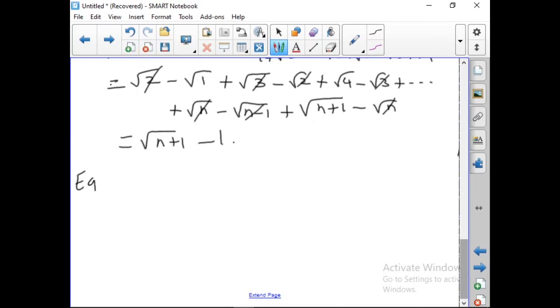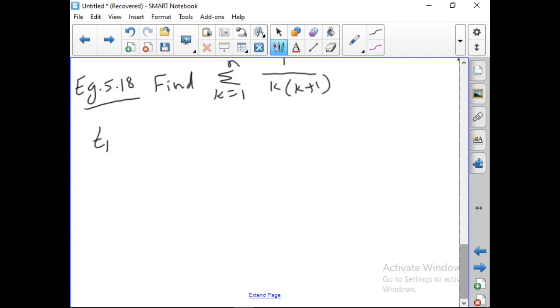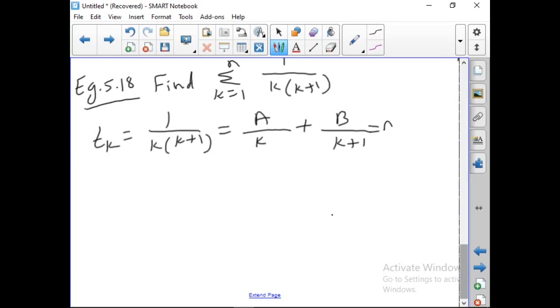So similarly, we can also do example 5.18. So what is it? Find sigma k is equal to 1 to n, 1 by k into k plus 1. So here Tk is equal to 1 by k into k plus 1. So we will use partial fraction here. அப்போ partial fraction படி இப்படி எழுதுவேன் a by k plus b by k plus 1. அப்போ LCM போட்டாச்சுனாக்க a into k plus 1 plus bk by k into k plus 1.